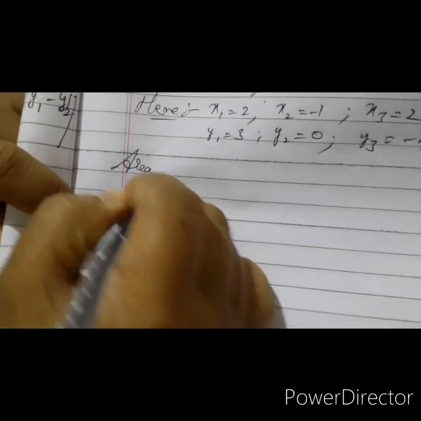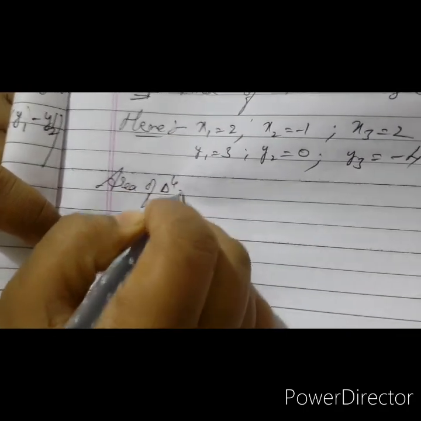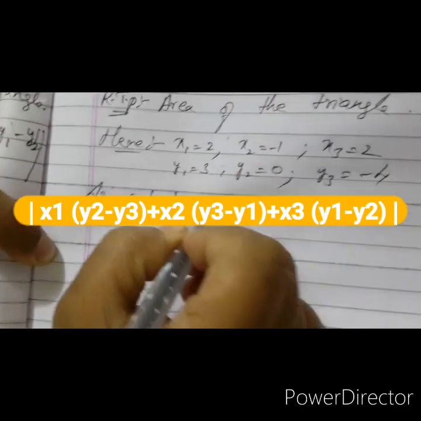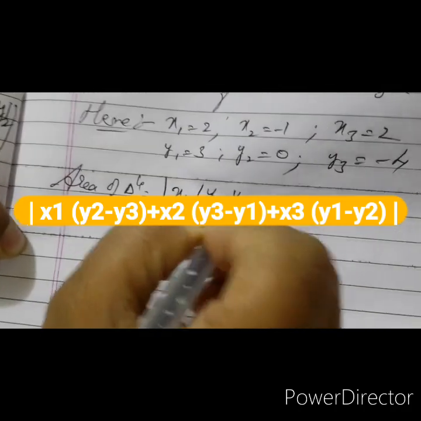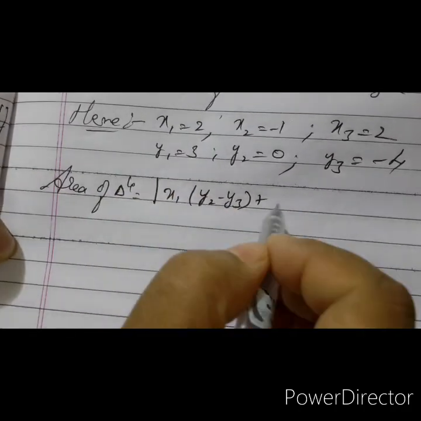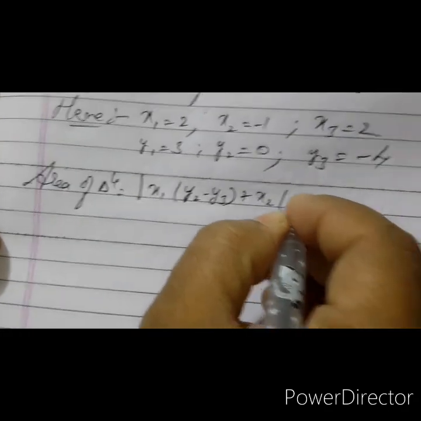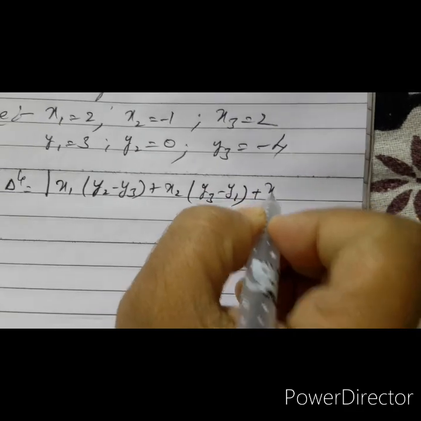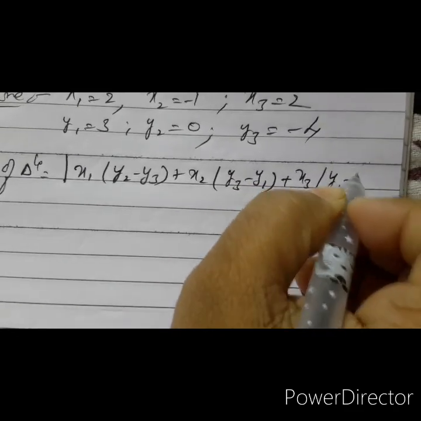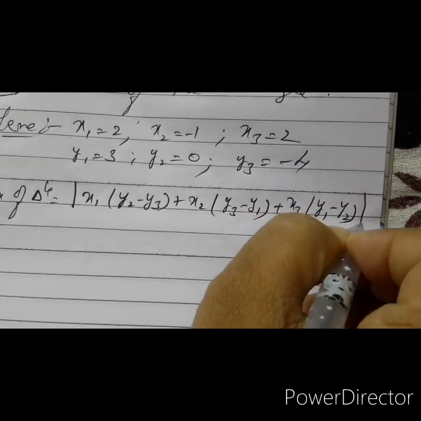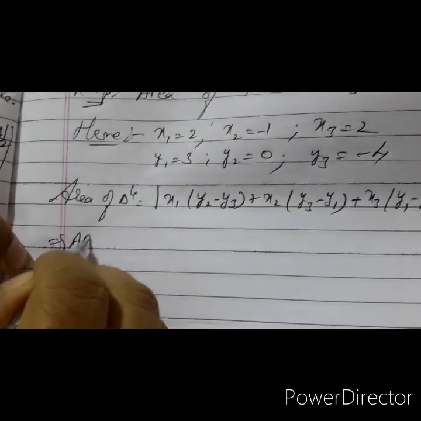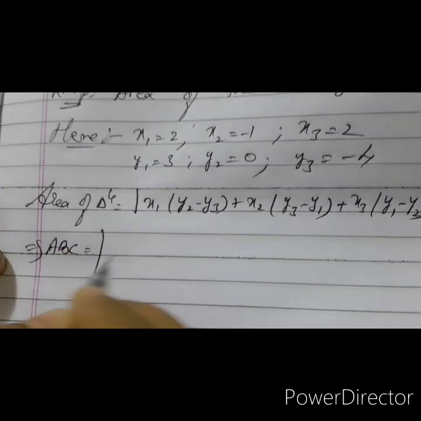Now the formula for area of triangle, that is mod. Mod means always positive value. Half into mod of x1 into (y2 minus y3) plus x2 into (y3 minus y1) plus x3 into (y1 minus y2) square units. Now substitute these values. This is the area of the triangle ABC.